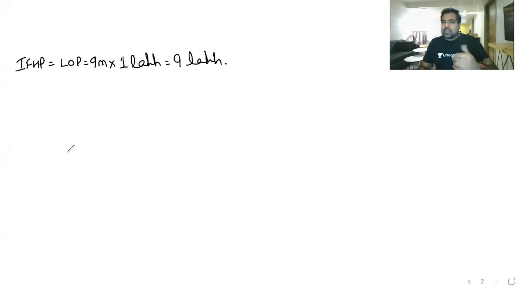The next concept is when you have an income from house property. So you basically have a house property. You let it out for 9 months, and let's say you let it out for 1 lakh rupees. So you earn 9 lakh rupees from it. But then somehow you like the house too much and you wanted to go and stay in the house. So you also stayed in that house for the next 3 months.